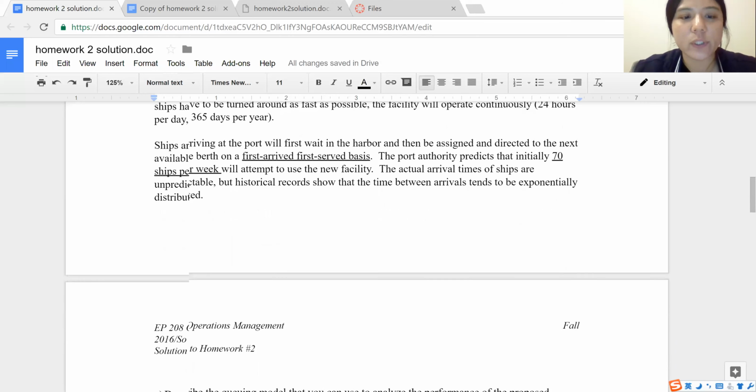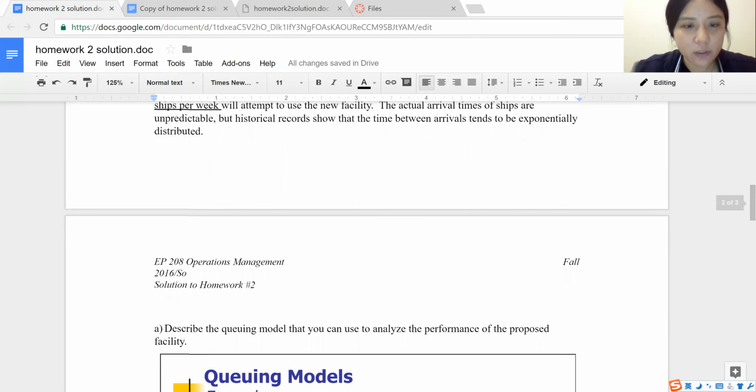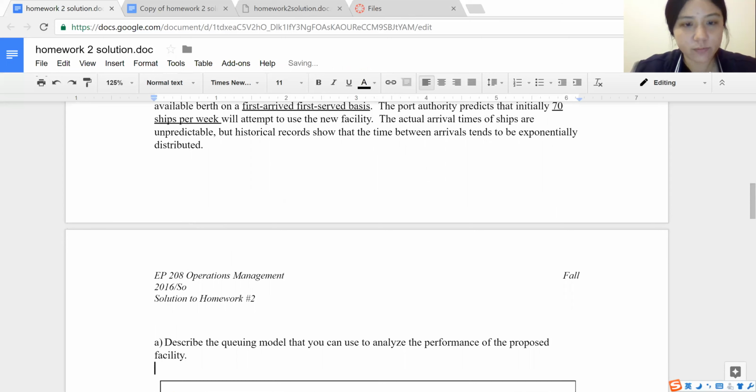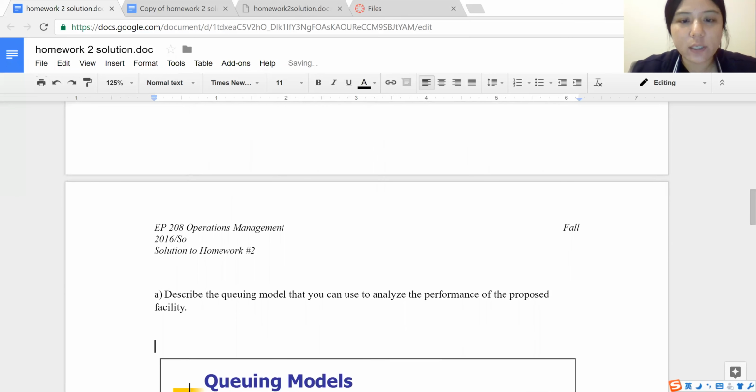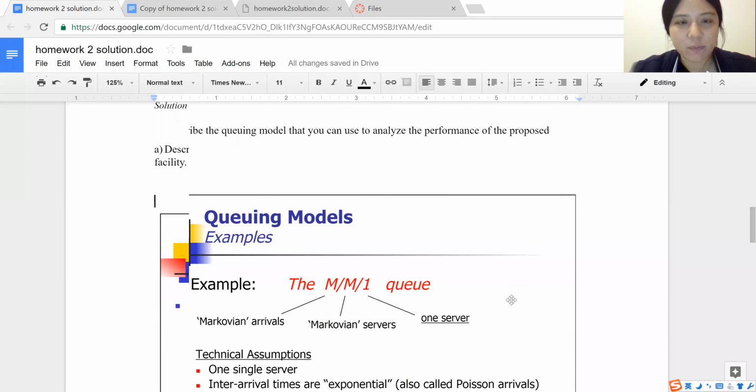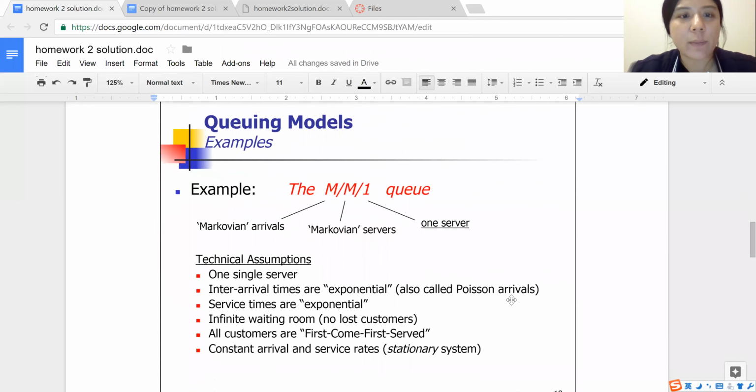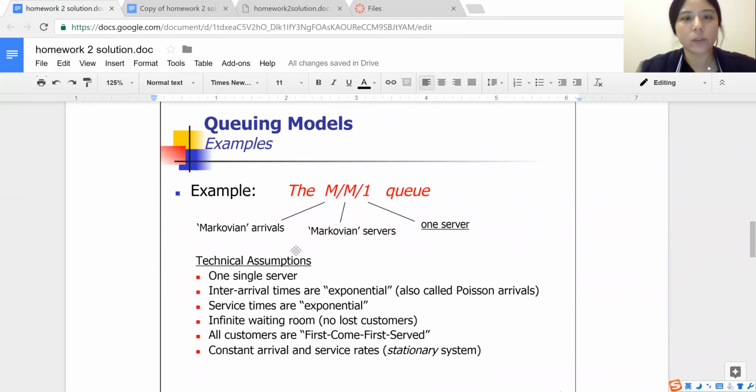Let's look at the first question. Describe the queuing model that you can use to analyze the performance of the proposed facility. So first, let's look at the example from the class, how to describe a queue model.